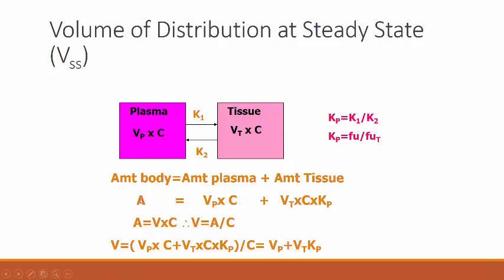So the amount of the drug in the body is going to be equal to your plasma volume times your concentration in your plasma, plus your tissue volume times the concentration of the drug in your tissue, times this rate of exchange between your fraction unbound in your plasma and fraction unbound in your tissue. So don't worry about this too much. This is actually the derivation for the eventual equation that we're going to be using. Don't worry about the derivation. I just wanted to show you the math.